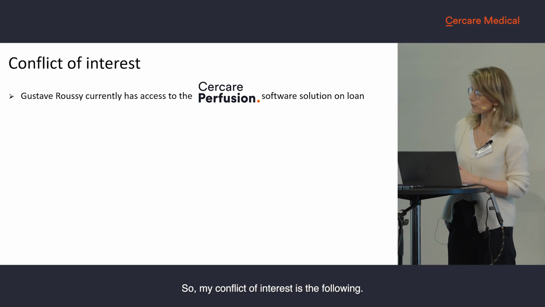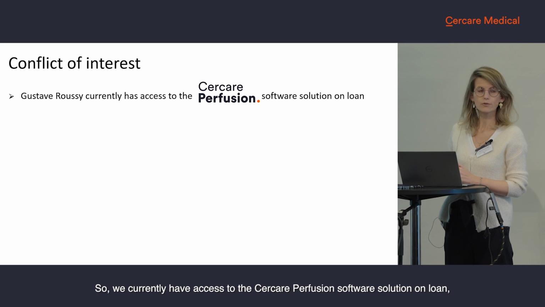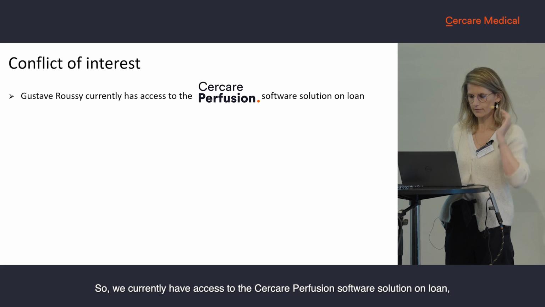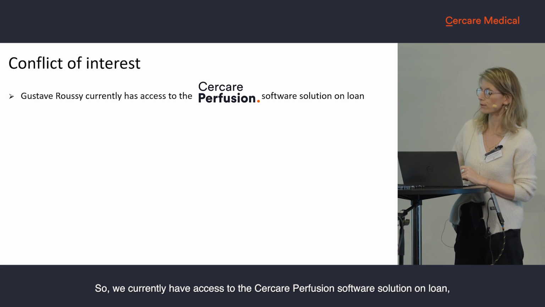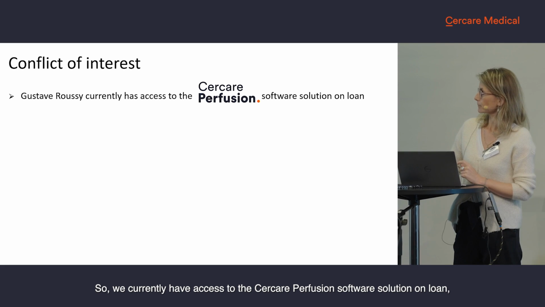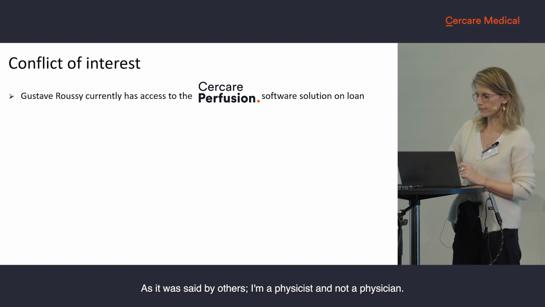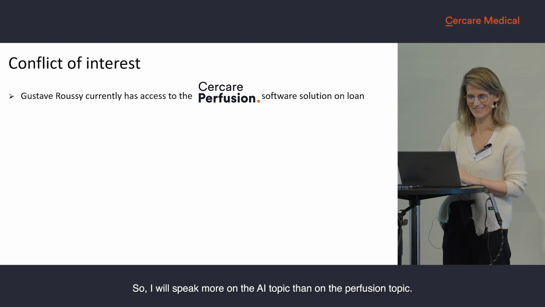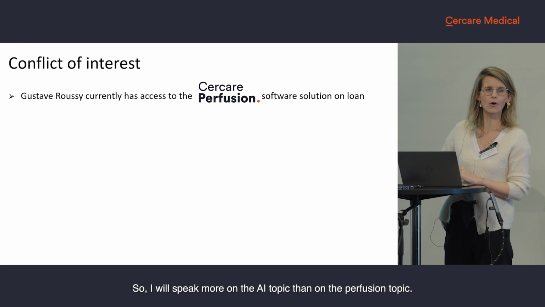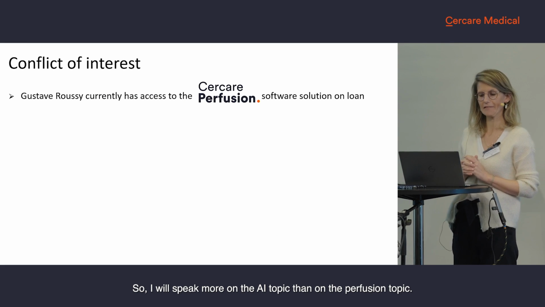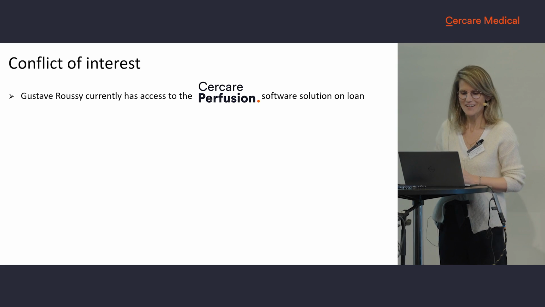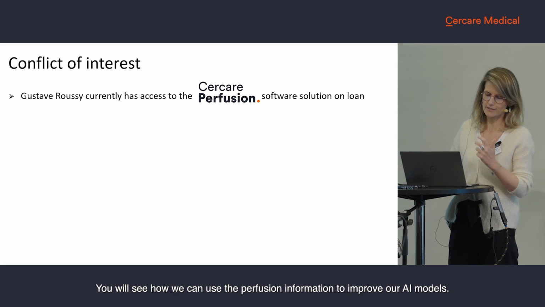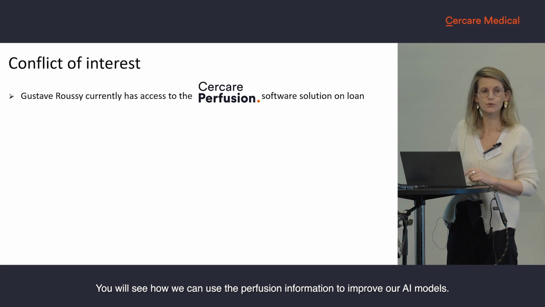So my conflict of interest is the following. So we have currently access to the Circular Perfusion software solution on loan. And as it was said by the others, I'm a physicist and not physician. So I will speak more on the AI topic than on the perfusion topic. But you will see how we can use the perfusion information in order to improve our AI models.